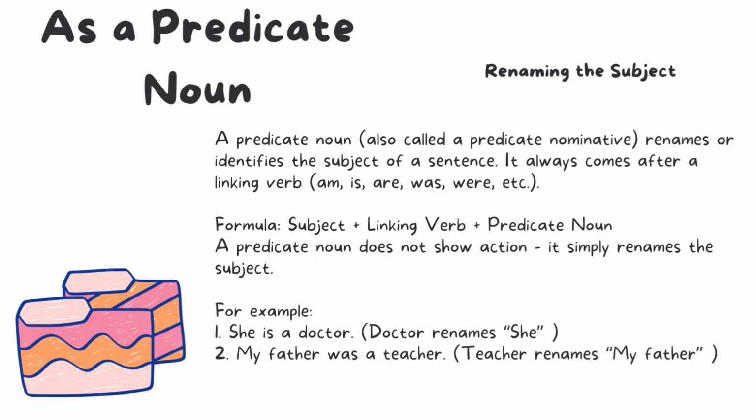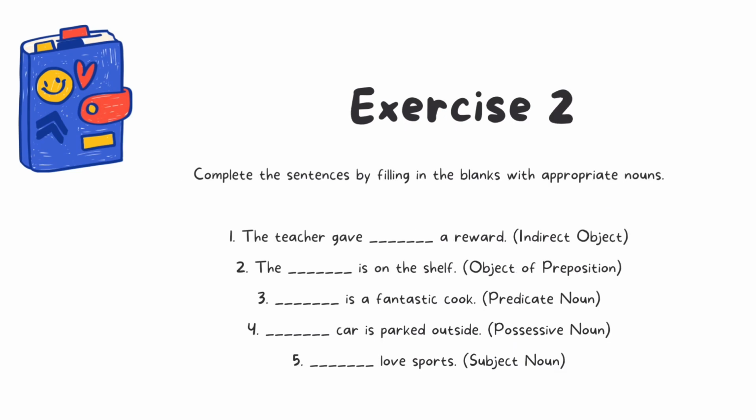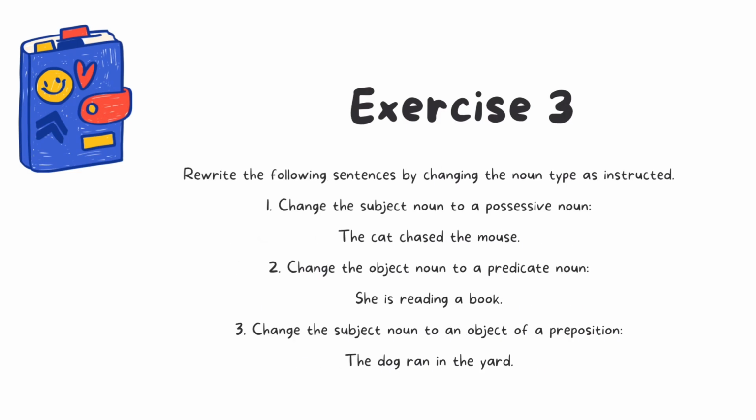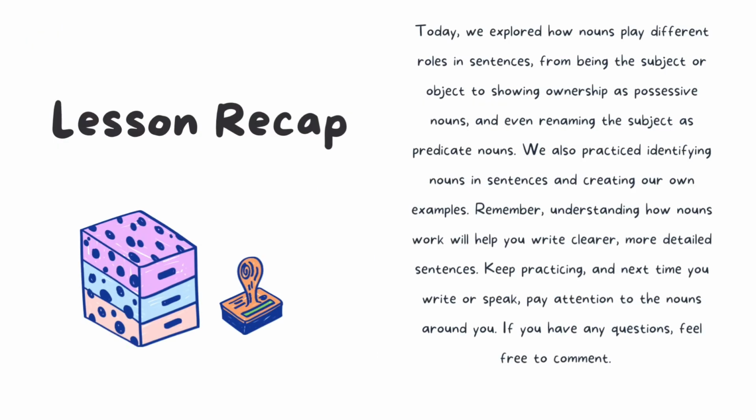So, as we've seen, nouns are incredibly versatile. They can be subjects, objects, show possession, act as objects of prepositions, or even rename the subject in a sentence. By understanding these different ways nouns can function, you'll be able to build clearer and more detailed sentences. I encourage you to practice by identifying nouns in the sentences around you and using them in your own writing.